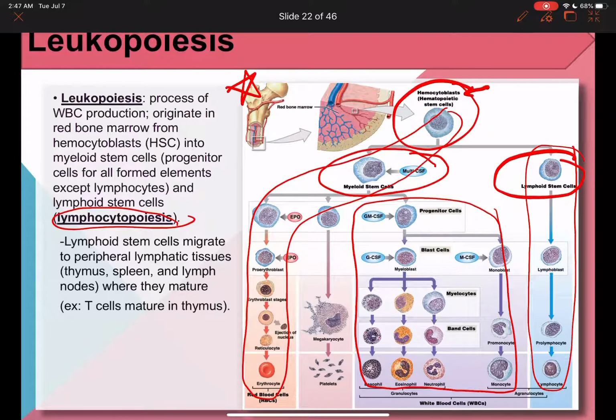And lymphoid stem cells usually migrate to your peripheral lymphatic tissue. They don't stay within the bone marrow for lymphocytopoiesis to be completed. Lymphoid stem cells break off from the bone marrow and travel into your peripheral lymphatic tissues such as your thymus, spleen, and lymph nodes, which we'll talk about in the lymphatic system chapter, and they will mature within those organs. T cells specifically will mature in the thymus, as we mentioned in the endocrine chapter, regarding the function of the thymus and why it makes the hormone thymosin, which helps with the maturation and development of those T cells. Okay.